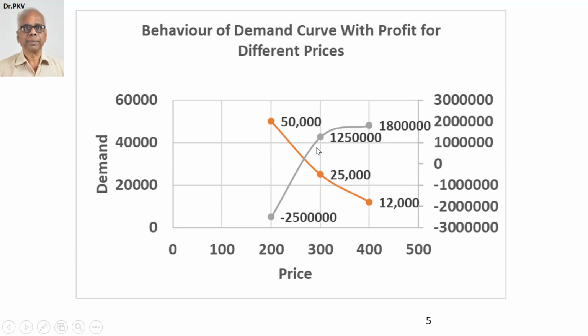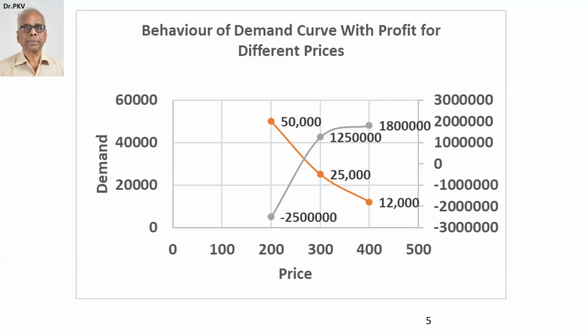When the price is 300, the demand is 25,000, multiplied by the contribution of profit, 300 minus 250, you'll get $12,50,000. And when the price is 400, the demand is only 12,000, but the contribution of profit is 400 minus 250, which is 150. Multiply this by 12,000 units, you get $18 lakh, which is the optimal solution.